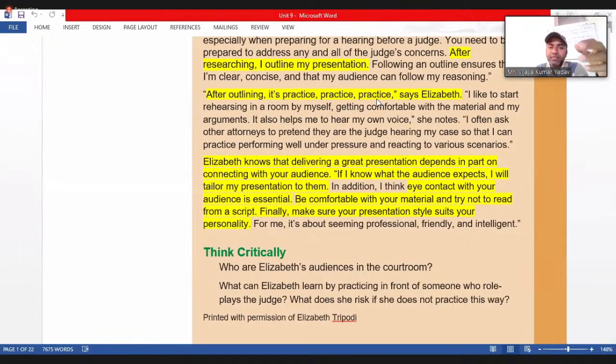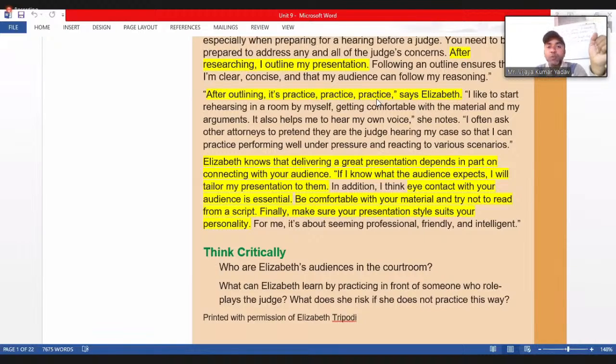Similarly, for production of the sound also, you need daily practice. Only then you can have a good presentation. So practice is needed. All these fundamentals you have to practice.